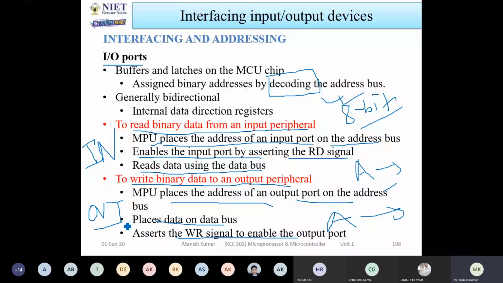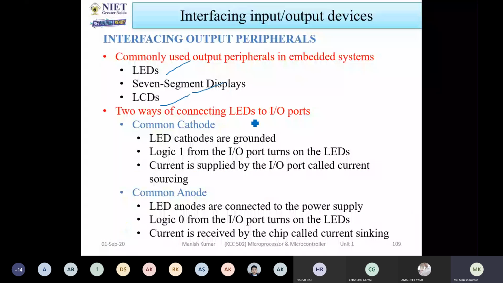There are common devices used as output devices, like LEDs, 7-segment displays, and LCDs. All of you know what these are, but just for reference, I will give you some examples. When I talk about LEDs, LCDs or 7-segment displays, there are two ways of connecting these types of devices to input output ports. The first is called common cathode, and the second is called common anode.